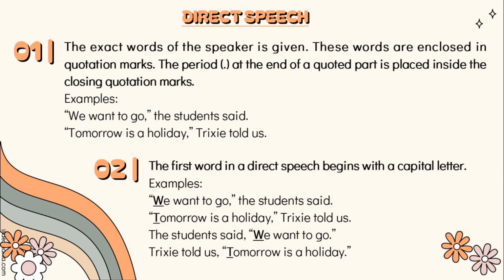So, in the direct speech, number one, the exact words of the speaker are given. These words are enclosed in quotation marks. The period at the end of the quoted part is placed inside the closing quotation marks. So for example, "We want to go." The student said, "Tomorrow is a holiday," Trixie told us. So I will explain it.